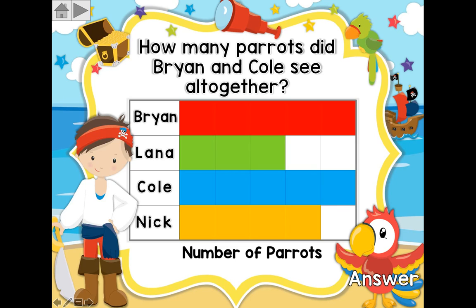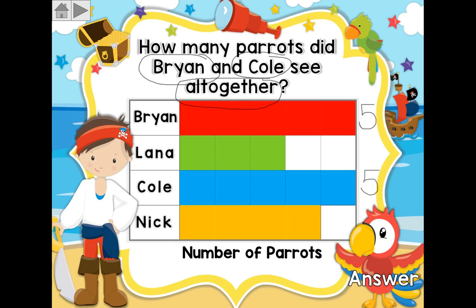All right, next question says, how many parrots did Brian and Cole see all together? Do you see a keyword that tells me what I need to do to solve? If you said all together, great job. That word means that I need to add. Which 2 friends am I adding together? Yes, Brian and Cole. Remember from before that Brian found 5 parrots and Cole also found 5 parrots.